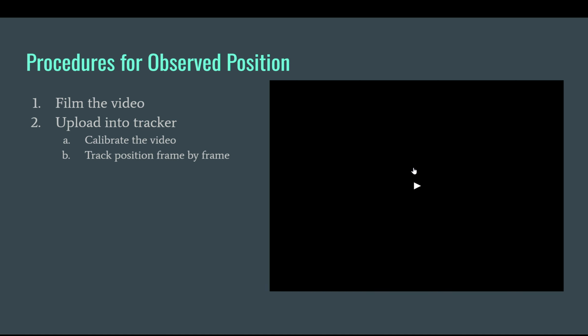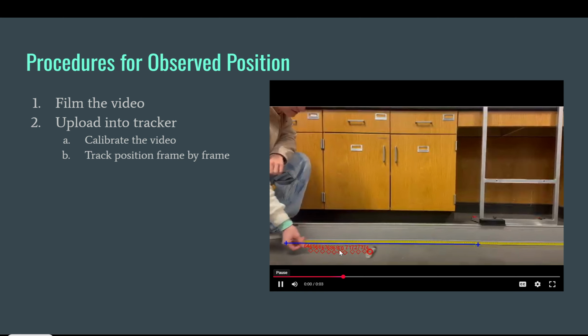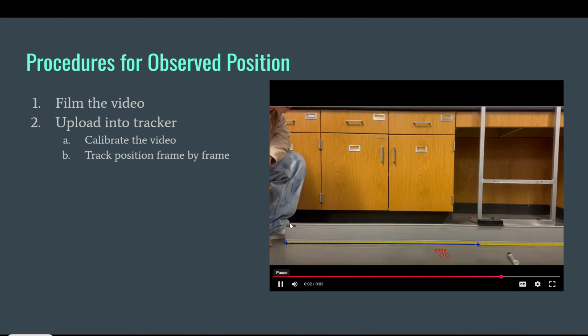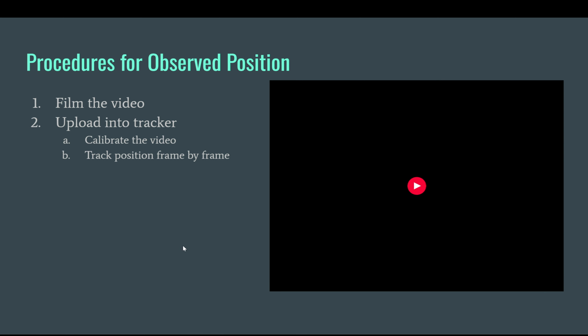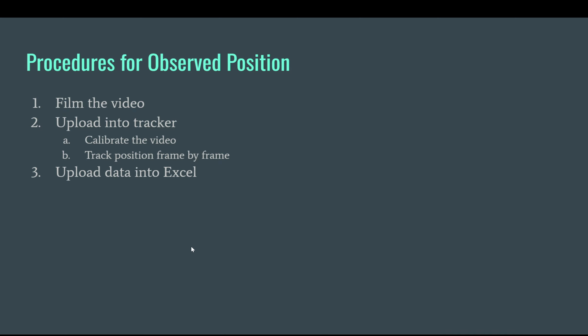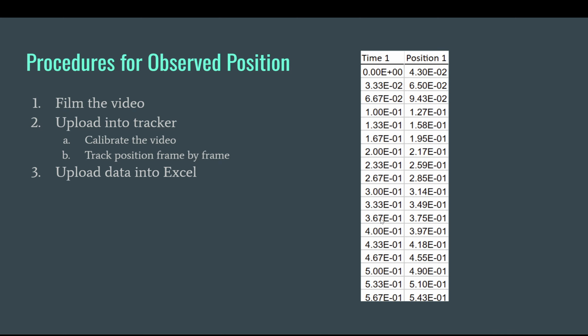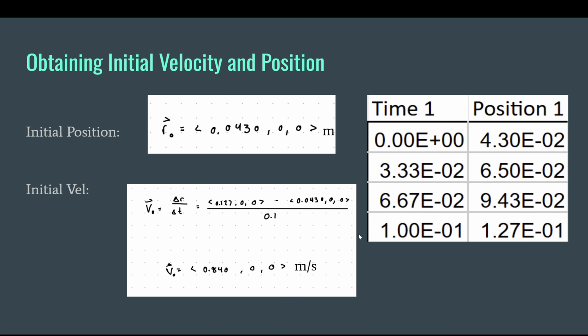And I had a video, here it is, that shows all the frames that I took to track the position of the marker. And third, the data that it pulls from the app, you put it into a spreadsheet. You can either do Google Sheets, Excel, or any other app. I did Excel for this. And using that data, we will want to obtain the initial velocity and position.